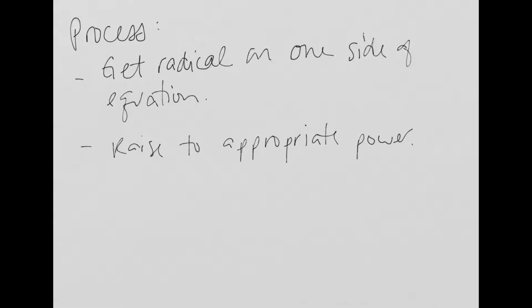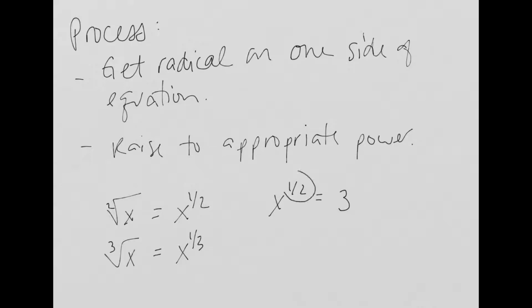Now what do I mean by appropriate power? Well, remember that anytime you have a root, like a square root, that's the same as x to the 1/2. Or a cube root, that's the same as x to the 1/3. So if you have something like x to the 1/2 equals 3, the appropriate power is whatever power you would multiply this number by to get 1. So what would you multiply 1/2 by to get 1? Well, that would be 2. So you're going to raise both sides to the 2 power, and that's going to make this a 1. So x equals 9.